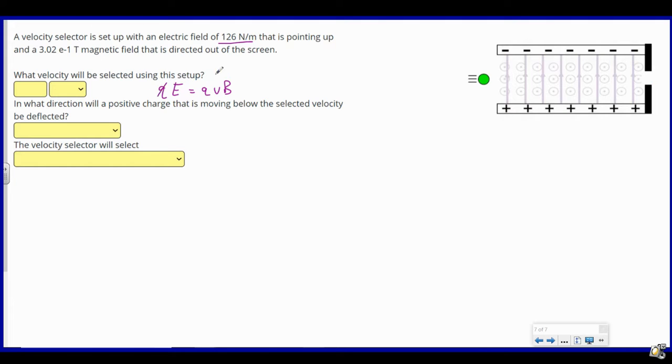So if we cancel charge on each side, and divide both sides by magnetic field, the velocity that will be selected is the ratio of electric field to magnetic field. So we have an electric field of 126 divided by a magnetic field of 3.02 times 10 to the negative 1, and we've come up with 417.2 meters per second for velocity. Okay, so any charge traveling through this region with a velocity of 417.2 will make it through undeflected.